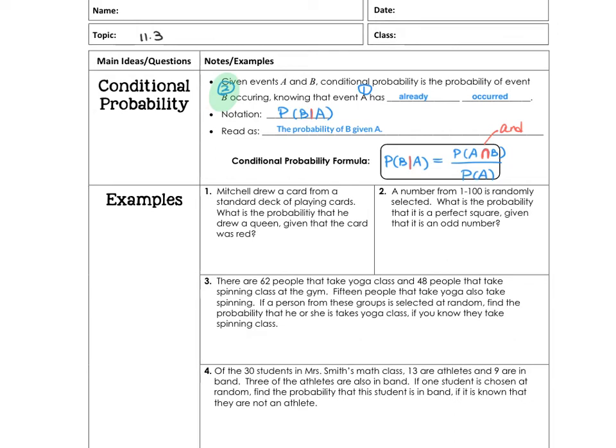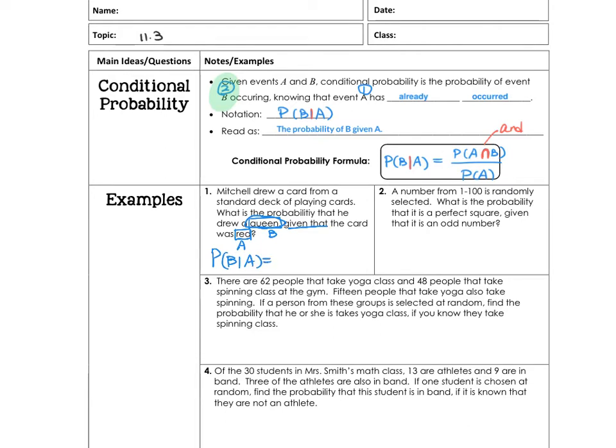Michelle drew a card from a standard deck of playing cards. What's the probability that he drew a queen, given that the card was red? So in this case, red card is A, and a queen is B. And we want to know the probability of B given A.